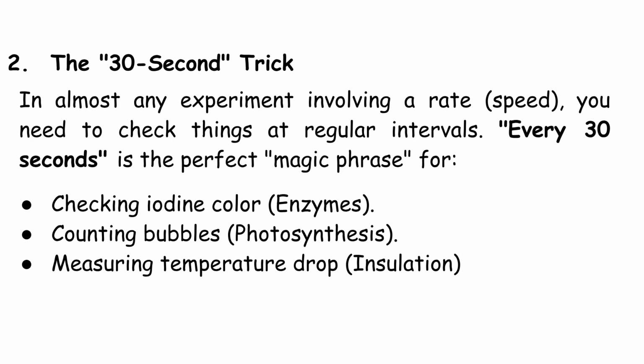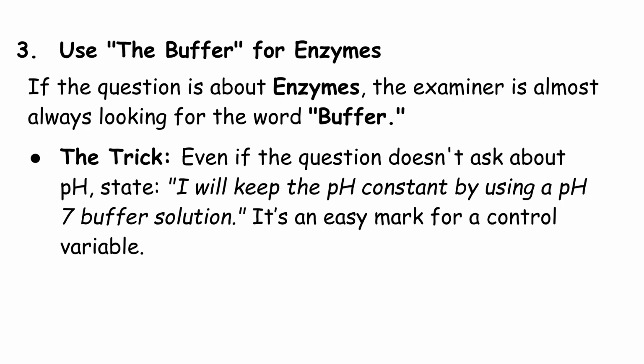Use the 30-second trick for any rate-based experiment. Checking things at regular intervals, specifically every 30 seconds, is ideal for monitoring enzyme reactions, photosynthesis, or temperature drop. For enzyme questions, use the buffer trick. State that you will keep the pH constant by using a pH 7 buffer solution. This is an easy mark for a control variable.